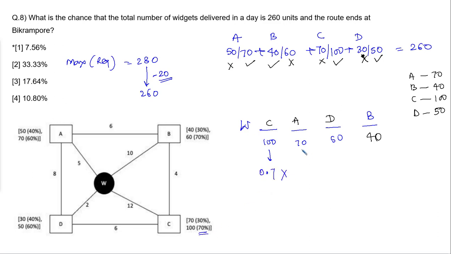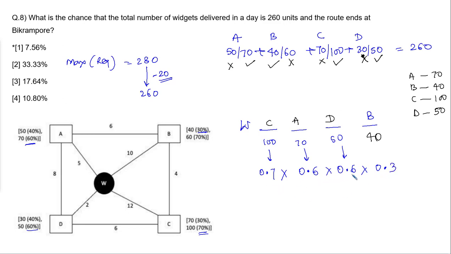The requirement at A is 70. The probability of this is 60%, that is 0.6. The requirement at D is 50. The probability of that is 0.6. The requirement at B is 40. The probability for that is 0.3. So let's multiply these four numbers, everyone.